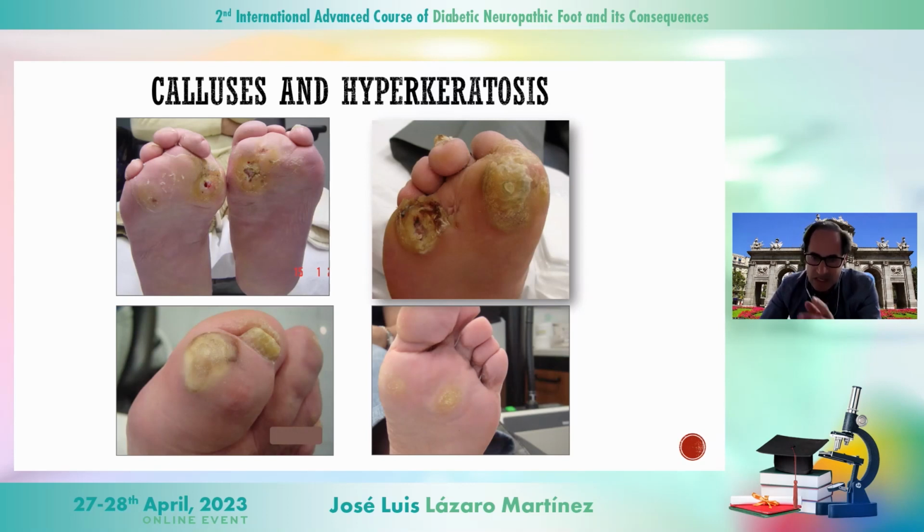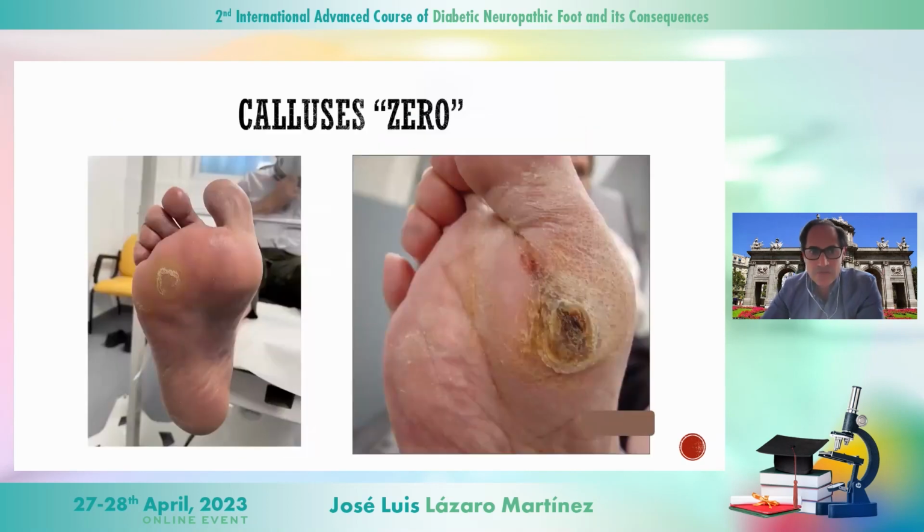The problem is that these callus and this hyperkeratosis are bigger and more evident because the patient doesn't feel any pain. And this is the consequence, and this is the reason this patient is walking without any problem: because they don't feel pain. Remember the GIF that Professor Bolton mentioned before.